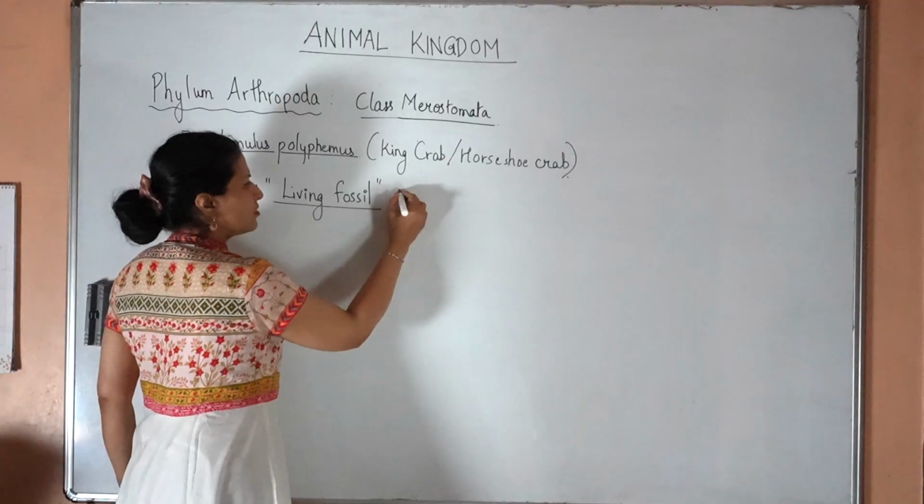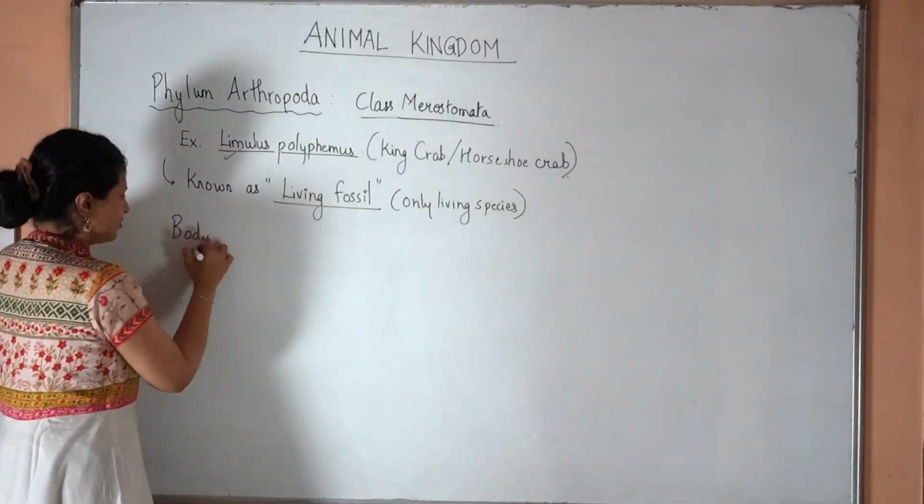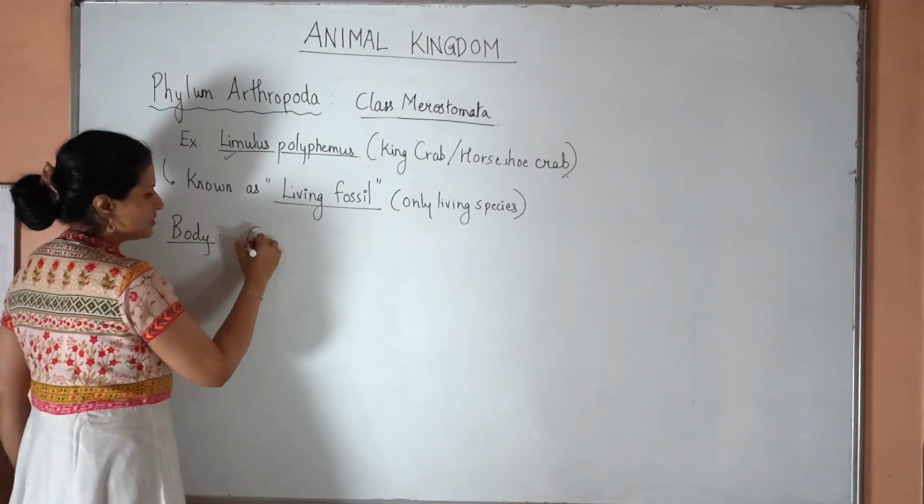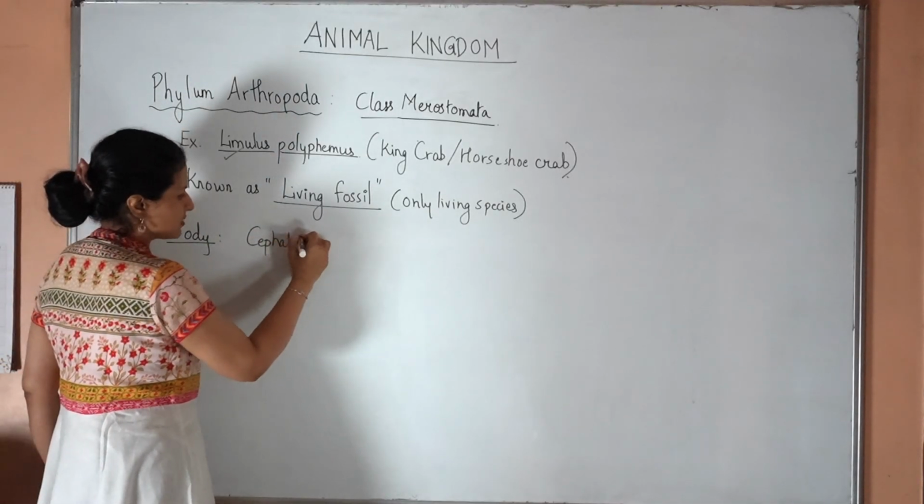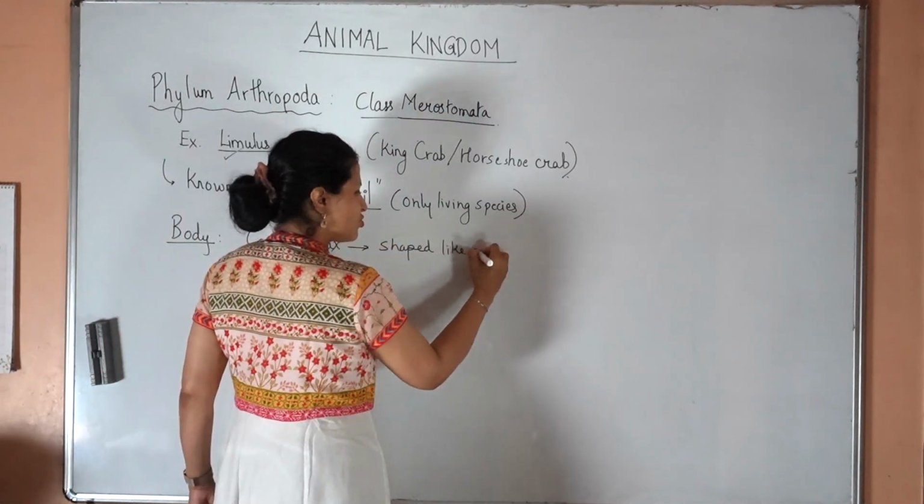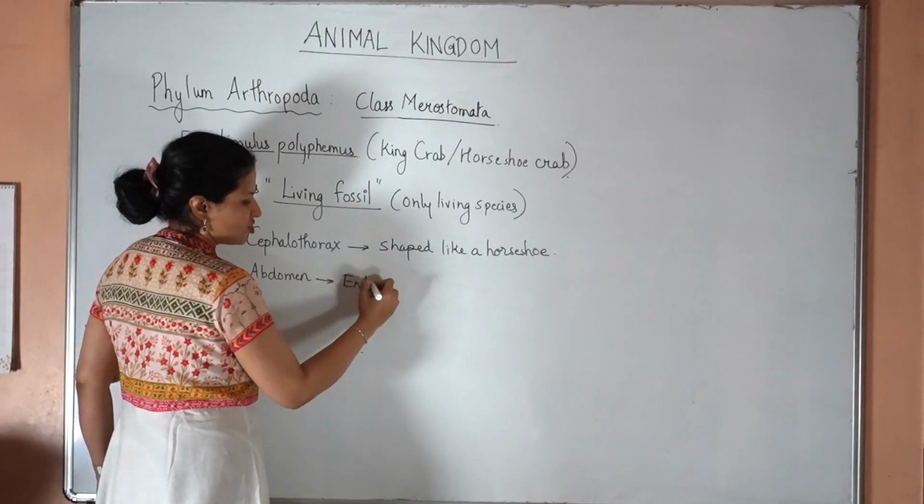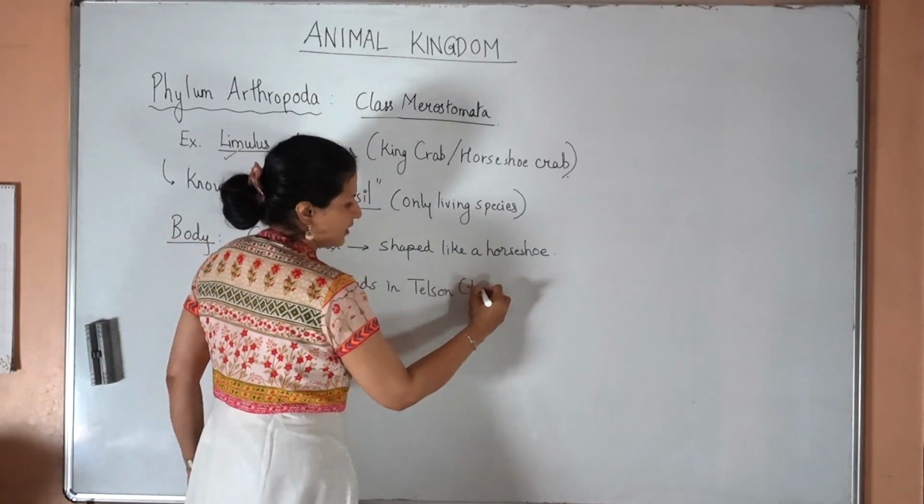What is a living fossil? Only living species. I will tell you why it's called the horseshoe crab. Just like the arachnids, the body is divided into cephalothorax and abdomen. Cephalothorax is shaped like a horseshoe, hence the name. And the abdomen ends in a long tail-like structure which is called telson.